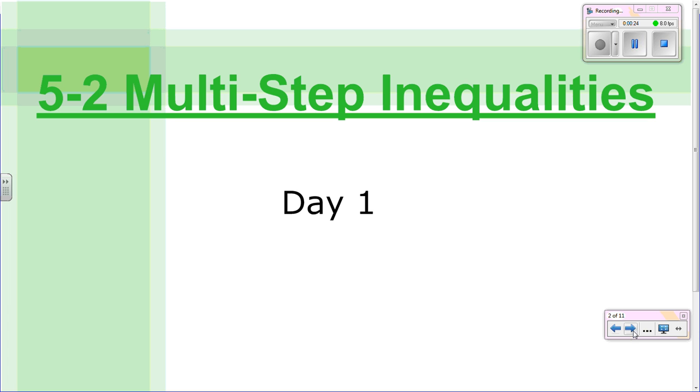Today is 5-2 multi-step inequalities, day 1. Again, it's okay to pause anytime that you need to stop and catch up.